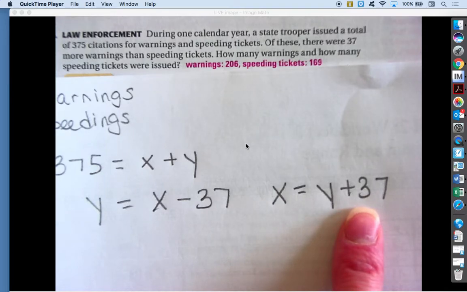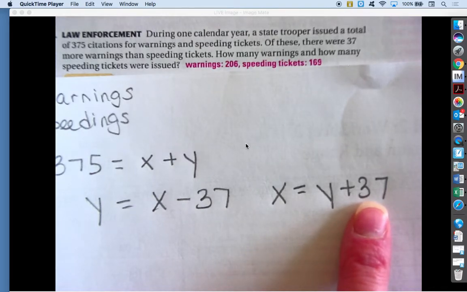So you just have to know that your warnings are 37 in addition or more than the number of speeding tickets. So here's my speeding tickets increased by 37 to show that my warnings would be more when I added that extra 37.